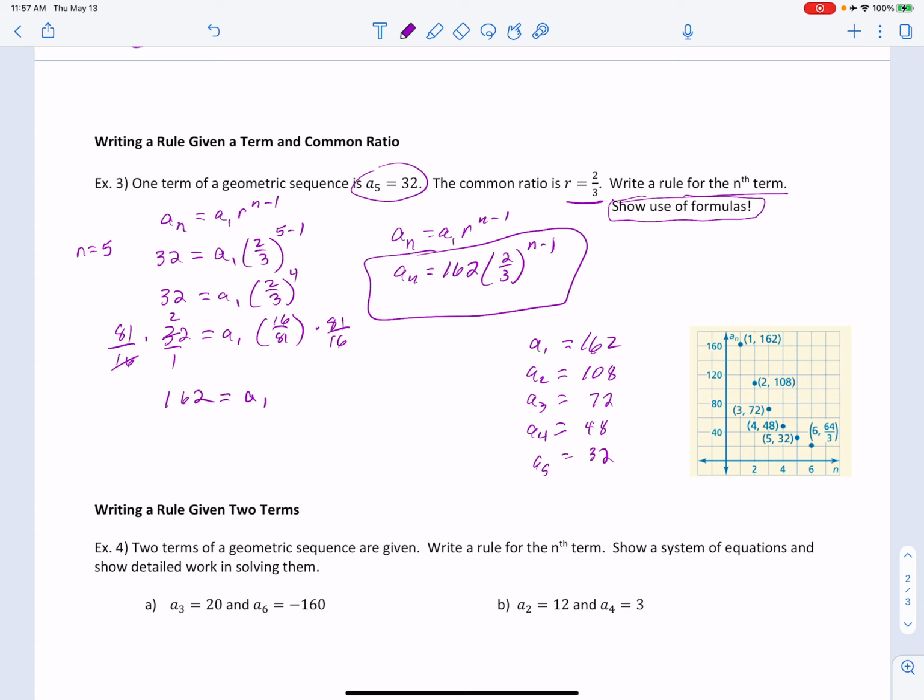And on the homework, I'm not going to make you plot them. So in the directions, there will be, you don't have to plot the points where they're asking you to. But if we were to fit a curve to it, it is exponential decay. You have an r value that's between 0 and 1, so as you continually multiply by that, you are decaying. It's going down as you keep multiplying.